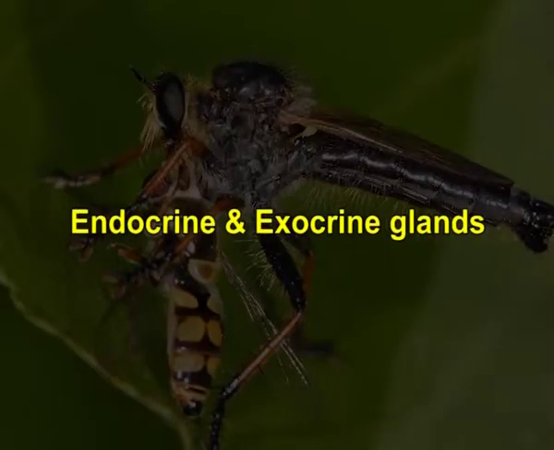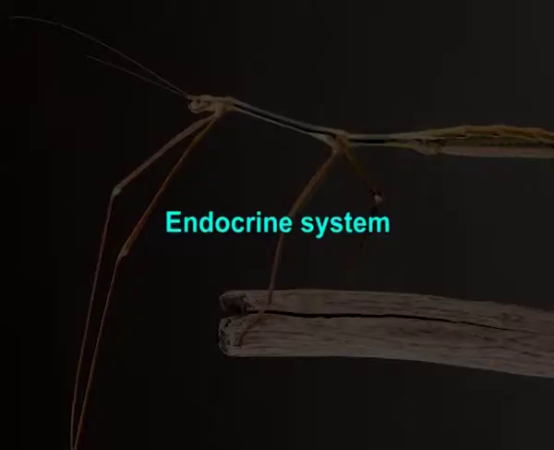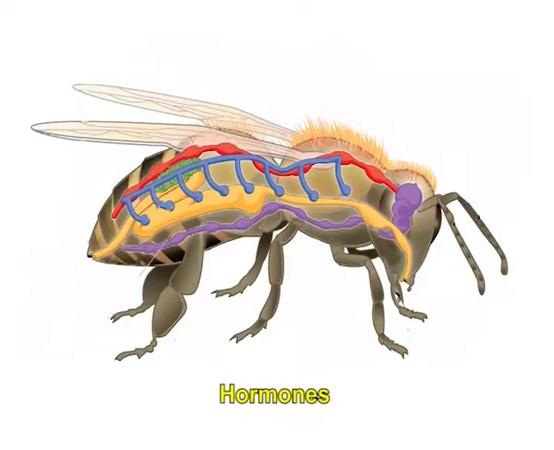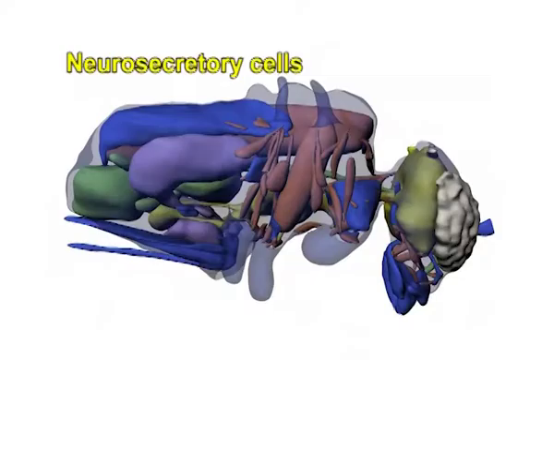Endocrine and exocrine glands. Endocrine system. Hormones are the chemical substances that are transported in the insect's body fluids or hemolymph that carry messages away from their point of synthesis to sites where physiological processes are influenced. These hormones are produced by glandular, neuroglandular, and neuronal centers. In insects, 4 endocrine centers have been identified.